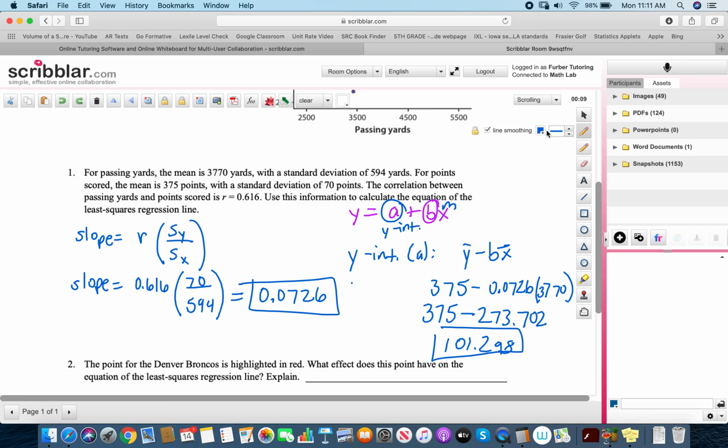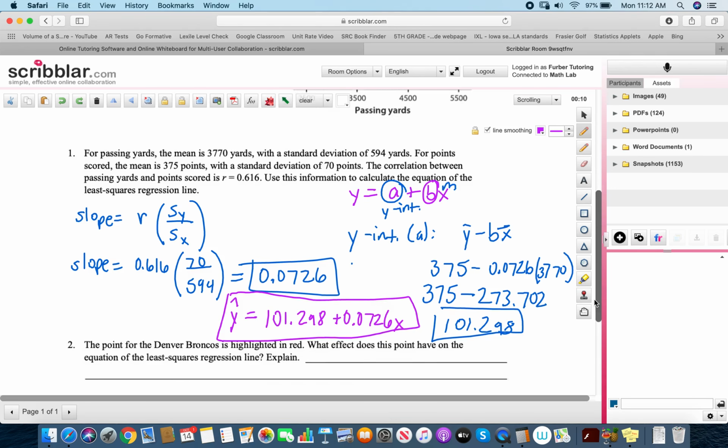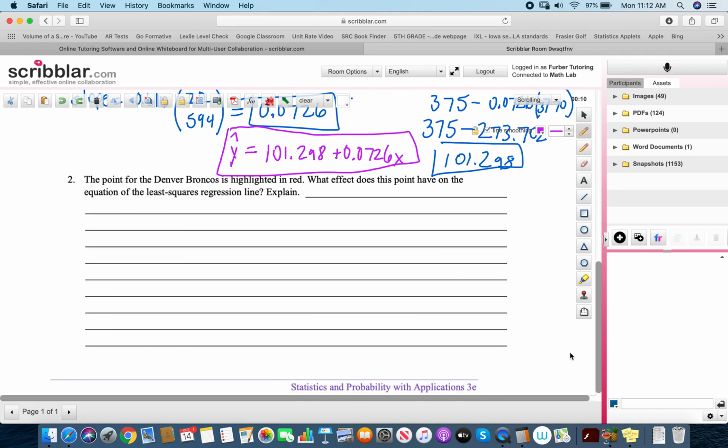So now I just have to write the equation of the line. So y hat equals, actually, let me plug it in the other way. 101.298 plus 0.0726x. There is the equation of the least squares regression line. So a little bit of work to do there. You got to have those formulas memorized.